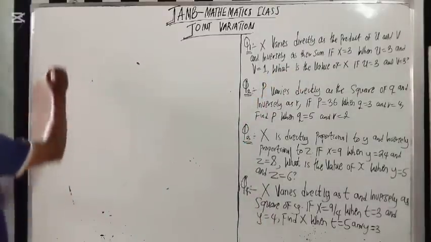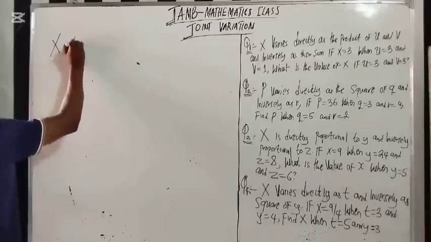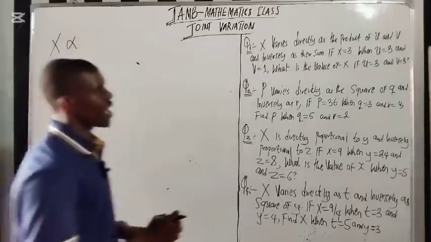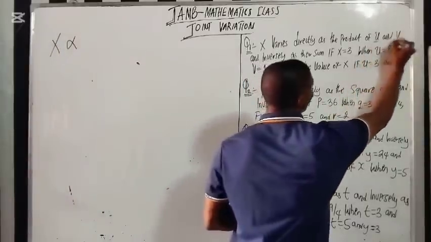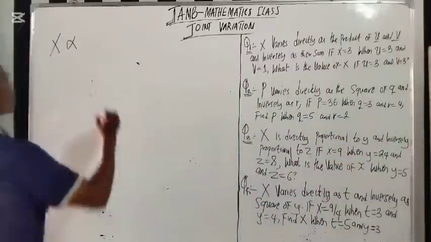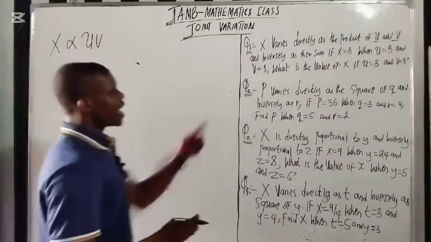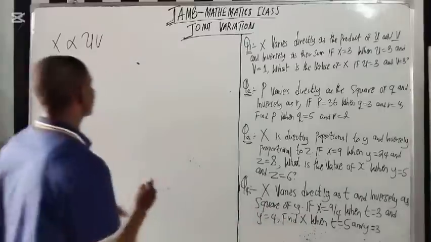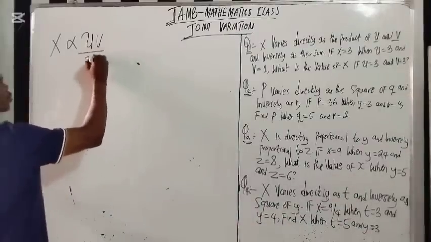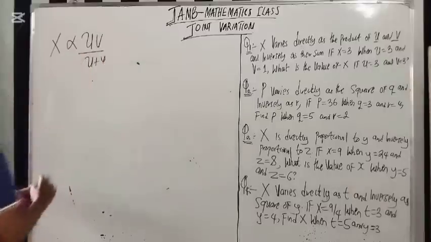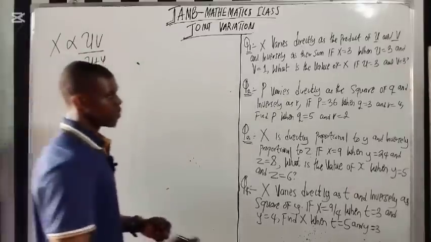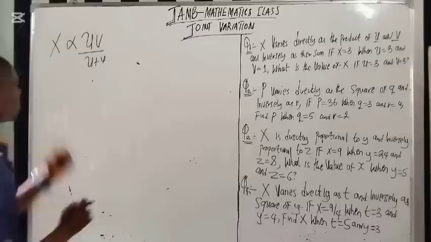We say that s is directly proportional to the product of u and v. Product means times, so it's going to be uv. Do you see that? And inversely as their sum, we call that u plus v. This is a statement. So now let's evaluate the statement first.